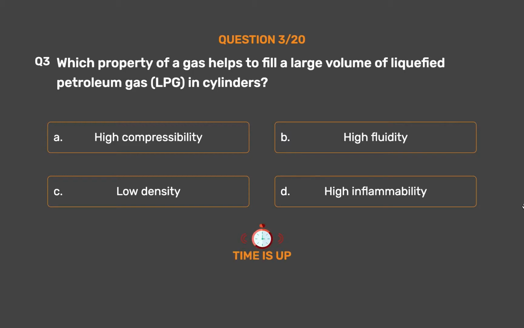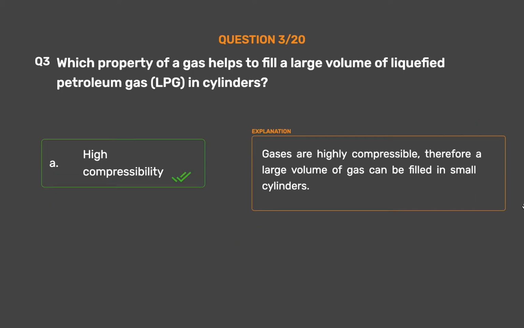The correct answer is option A. High compressibility. Gases are highly compressible, therefore a large volume of gas can be filled in small cylinders.